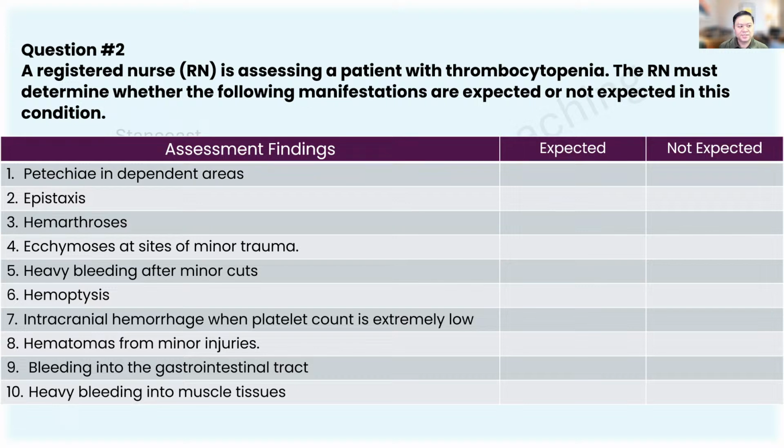1, petechiae in dependent areas. 2, epistaxis. 3, hemarthrosis. 4, ecchymosis at sites of minor trauma. 5, heavy bleeding after minor cuts. 6, hemoptysis. 7, intracranial hemorrhage when platelet count is extremely low. 8, hematomas from minor injuries. 9, bleeding into the gastrointestinal tract. And 10, heavy bleeding into muscle tissues.